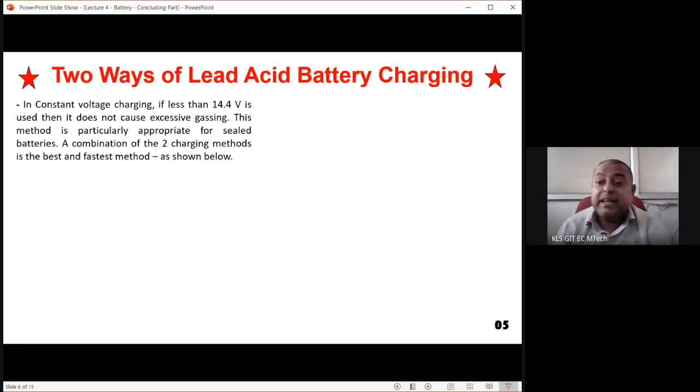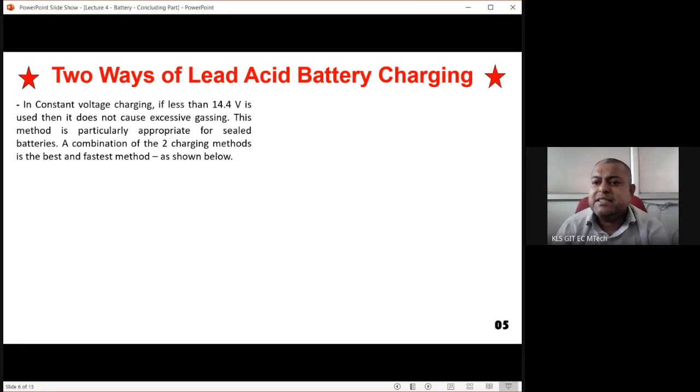Or why can't I connect 100 volt DC? All these are DC, huh? There is a battery. So why can't I connect 100 volt? You can connect 100 volt, but that will produce excessive gassing inside the battery, and that will reduce the lifetime, that is, corrode the components, and that will actually reduce the efficiency of the battery while discharging.